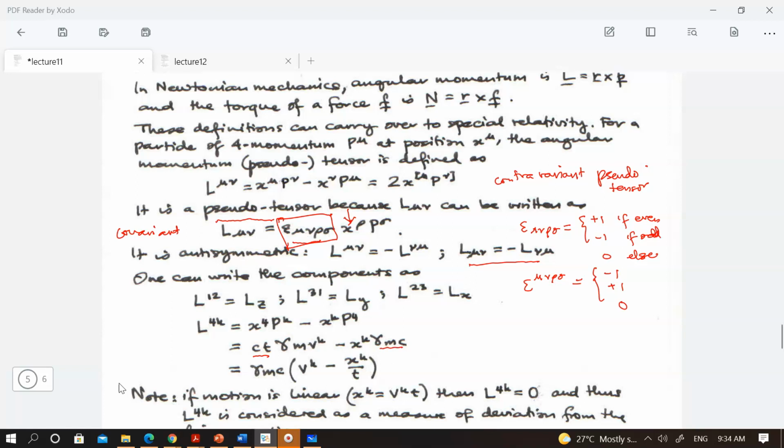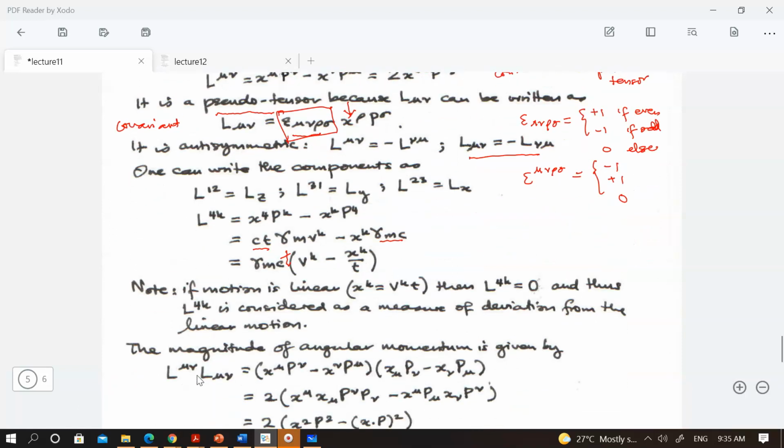Okay, so if I bring the factor of gamma mc out, actually, this one is a mistake here. I'm taking out your t as well. There's a t, so I'm taking out the t as well here: gamma mct. So this mct is going up, and that leaves your vk over here. And then over here, there's no t, so that means I have to divide by t. So that is the fourth component of your angular momentum in relativity.